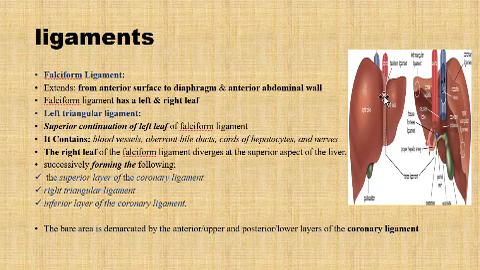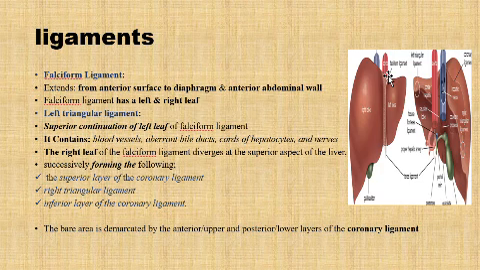It extends from the anterior surface to the diaphragm and anterior abdominal wall. As I said, it attaches the liver to the anterior abdominal wall. The falciform ligament has left and right leaf. When it reaches here superiorly, it divides into right and left leaf.